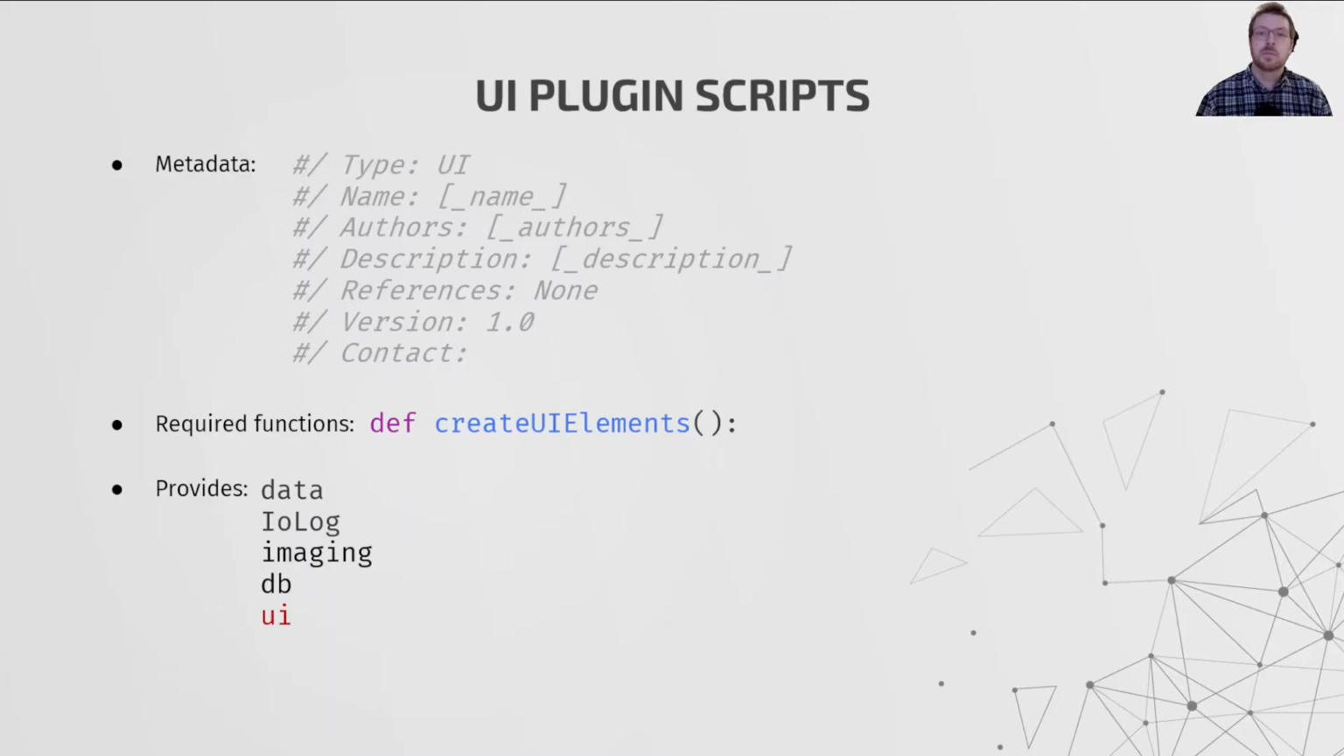Like the other plugins, it should begin with some metadata. Most of these fields are the same as before, but in this case we must specify the type to be UI. The only required function is create UI elements. So this function creates actions and or widgets and tells iolite how to integrate them into the main window.